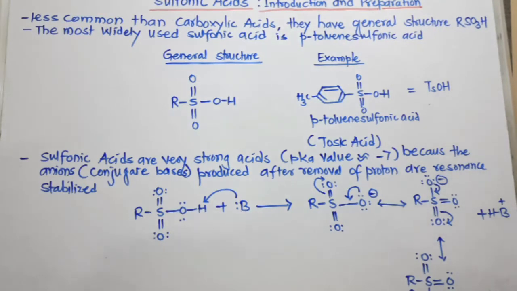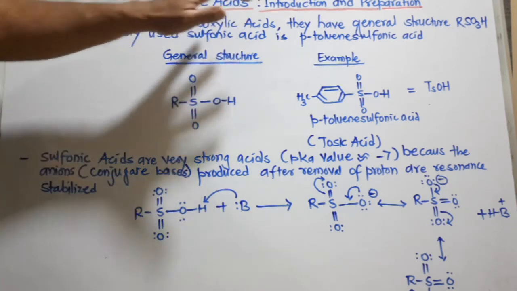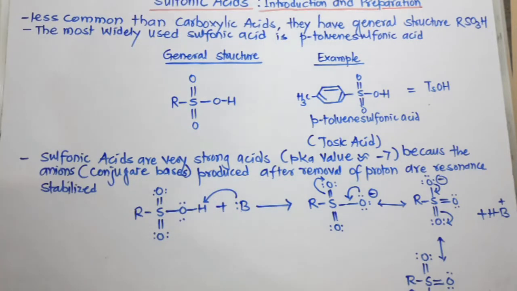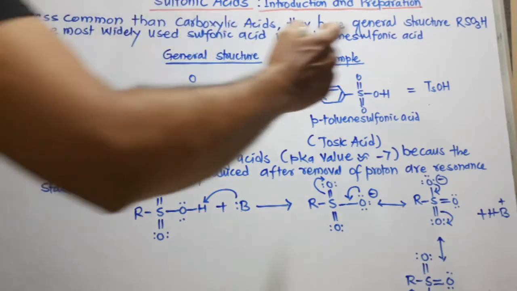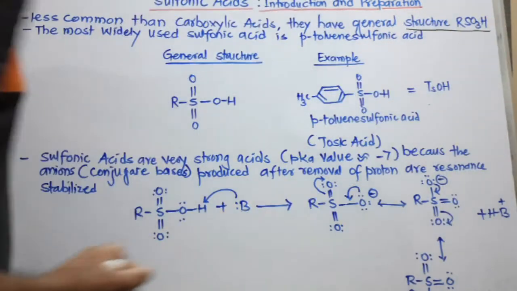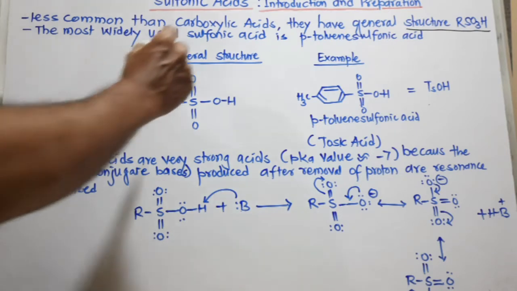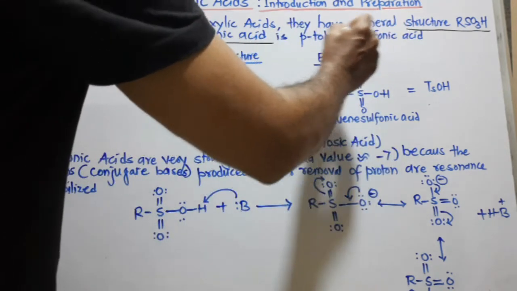Sulfonic acids. Under this heading, we are going to discuss the introduction of sulfonic acid and its preparation. Sulfonic acids are less common than carboxylic acids. They are not much more popular, but still they are creating a very important class of organic compounds. Their general structure is RSO3H, and the most widely used sulfonic acid is para-toluene sulfonic acid.